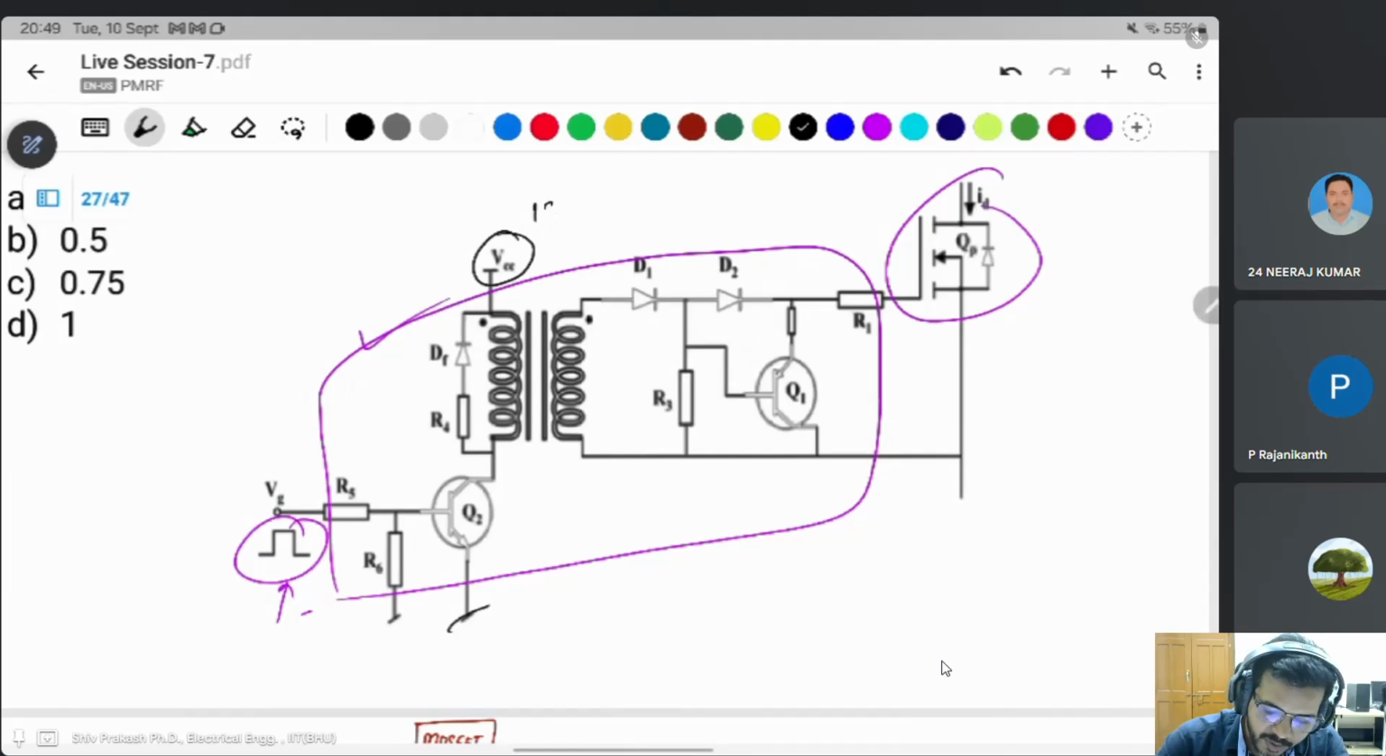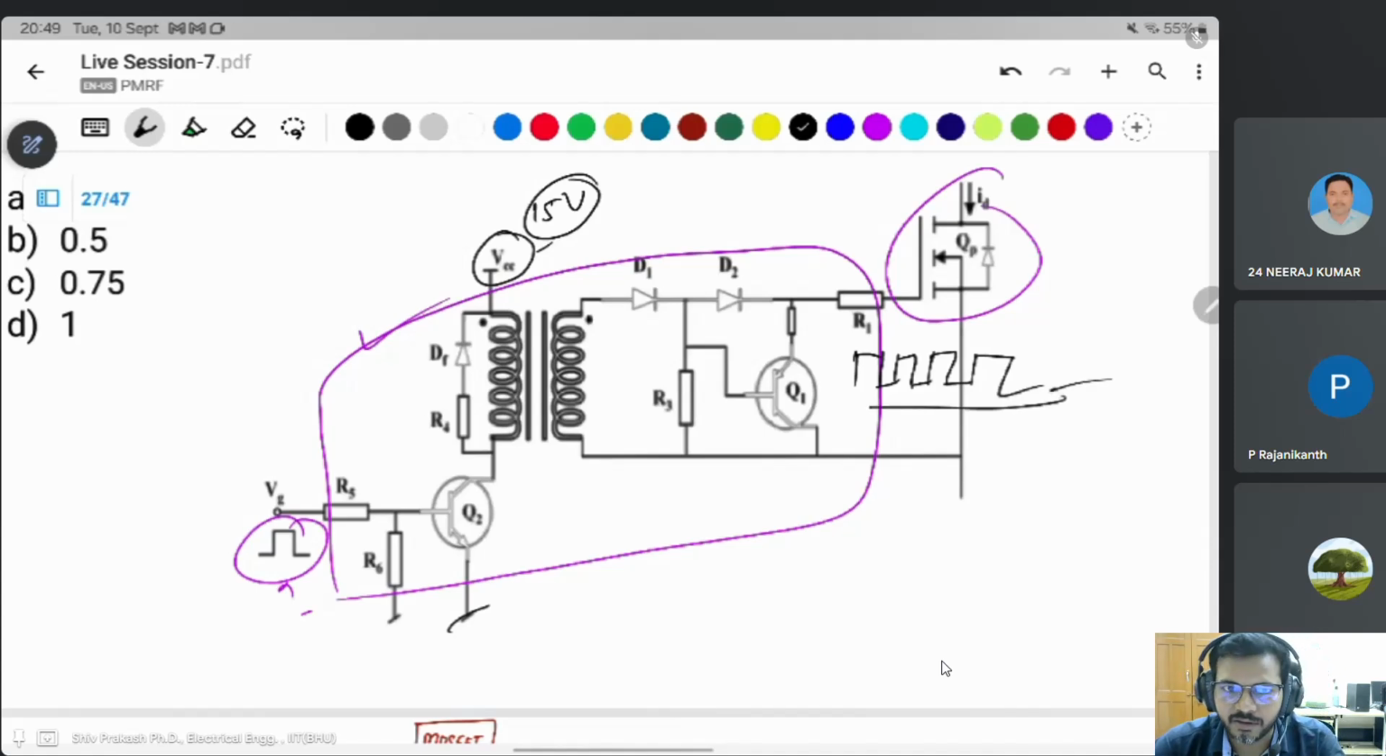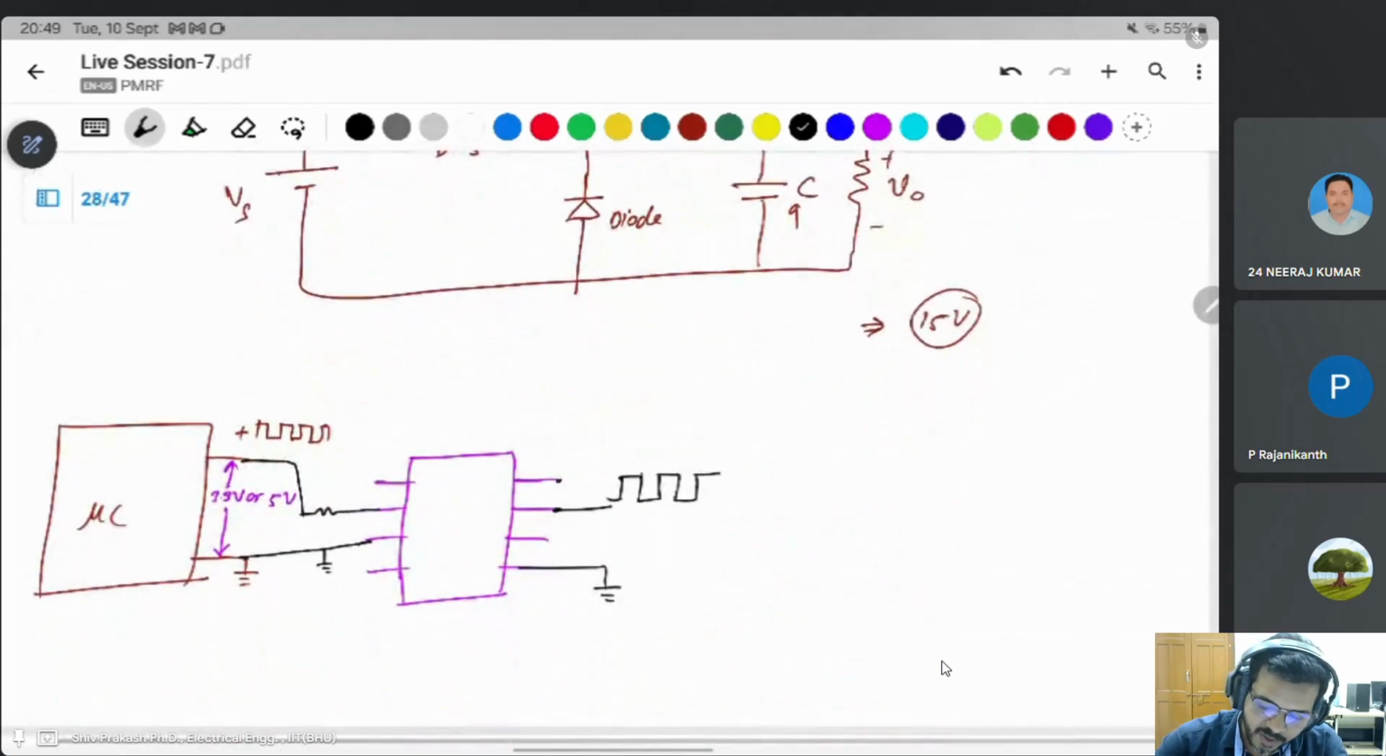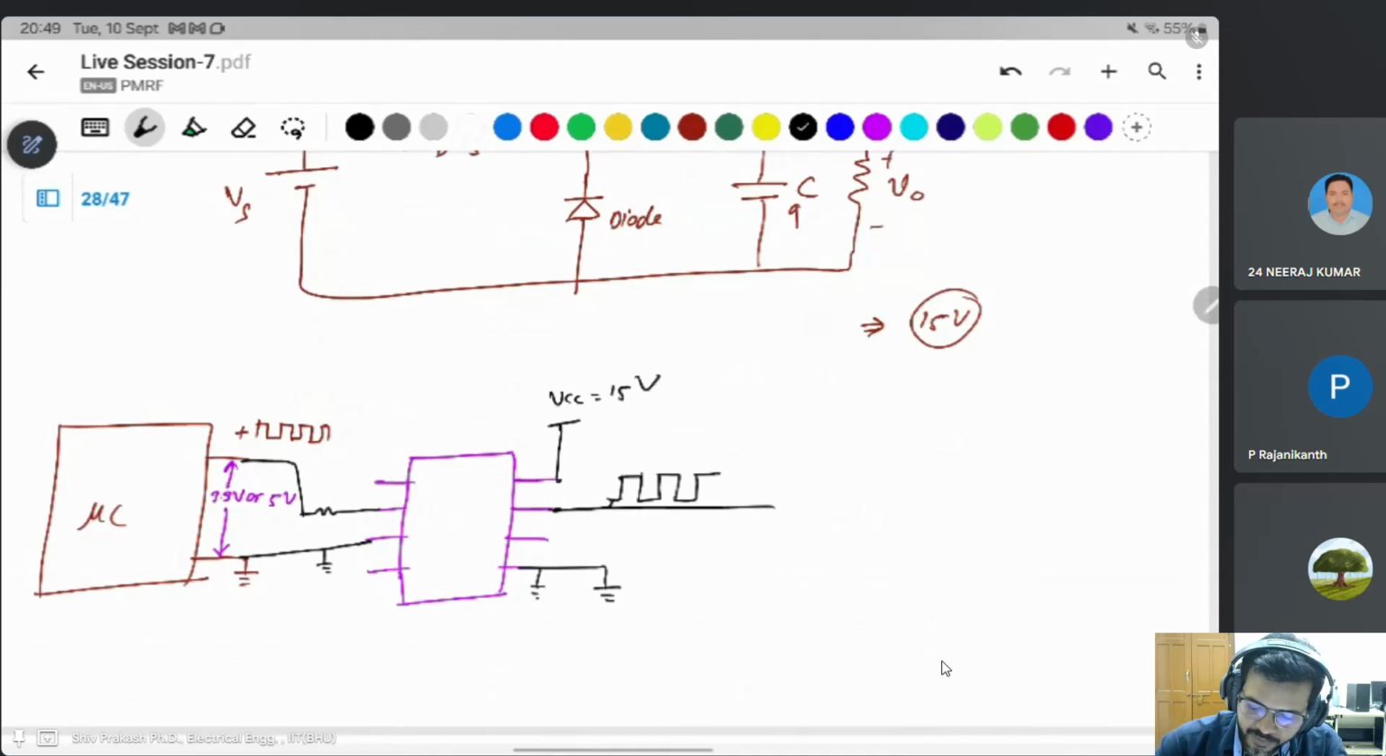If you want 15 volt and you give it here, the same 15 volt occurs at the input of the MOSFET, and the MOSFET will be turned on. If you give it 20 volt, the pulses will be 20 volt. The input here is 5 volt only, and the output is 20 volt. It depends on how much power supply you want to give. Generally, we give 15 volt, so a 15 volt supply is connected here, VCC. This is the ground. The pulses occur here.